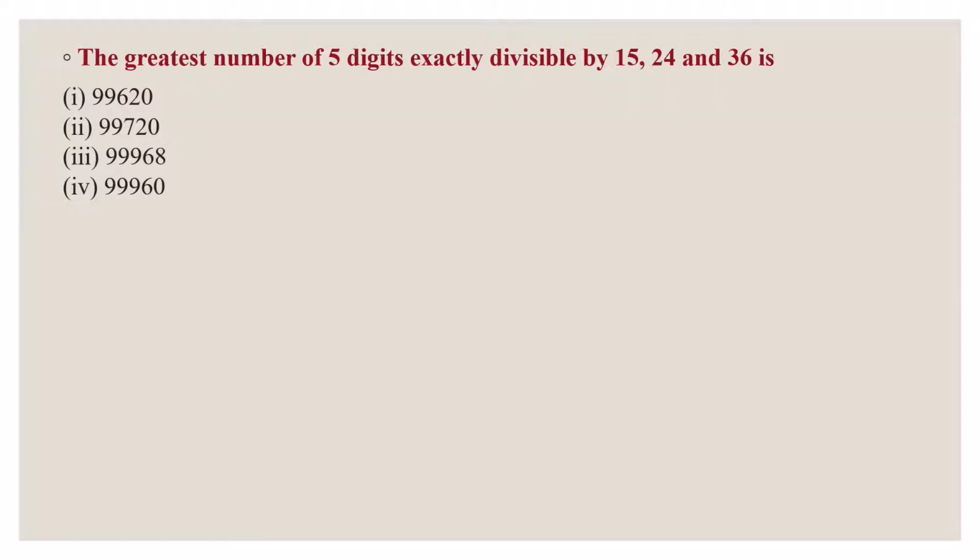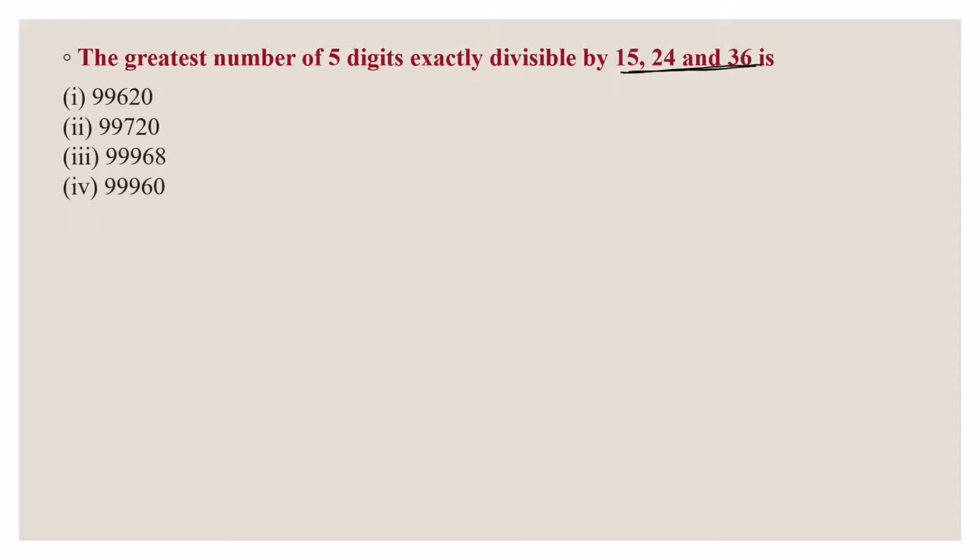Today we'll do some MCQs from the chapter Real Numbers and take the first question. The greatest number of 5 digits exactly divisible by 15, 24 and 36 is. So the first step is we need to find the lowest number which is divisible by 15, 24 and 36. That means we are going to find the LCM of these three numbers.